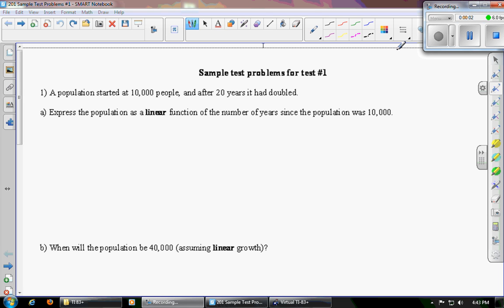This is problem number 1 on the sample test problems for test number 2. The population started at 10,000 people, and after 20 years it had doubled. Express the population as a linear function of the number of years since the population was 10,000.